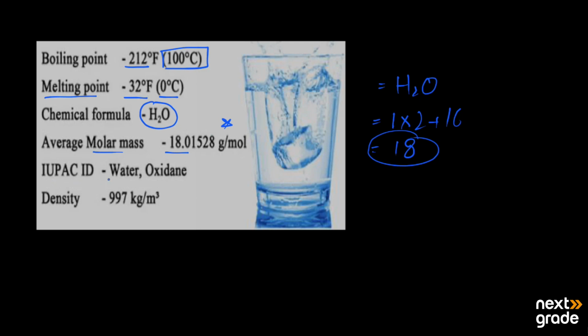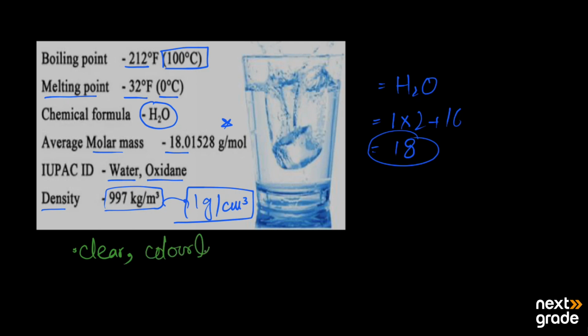Its IUPAC name is water, or it is also called oxidane. The density is almost 997 kilograms per meter cube, or we can also write it as 1 gram per centimeter cube, so we can use it in both units. On the other hand, water is a clear substance. It is colorless, odorless, and also a tasteless liquid. These are the properties of water.